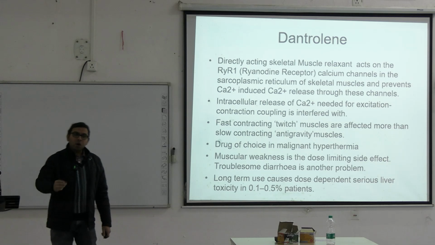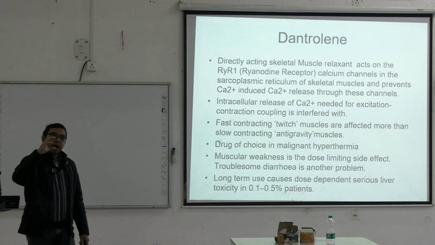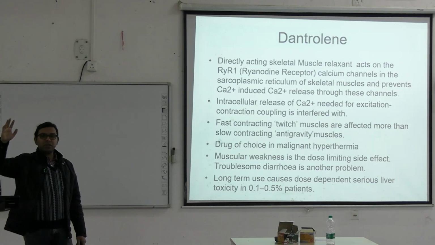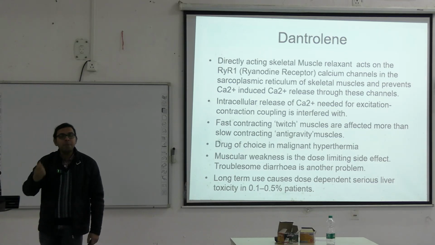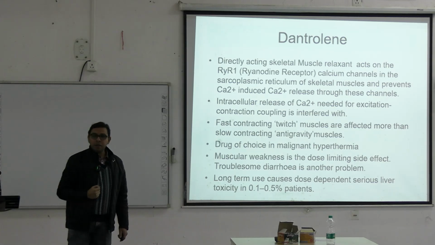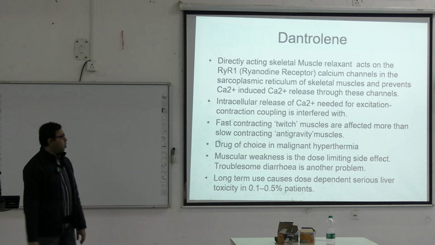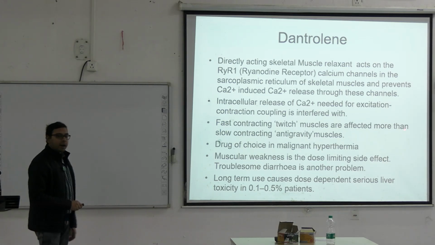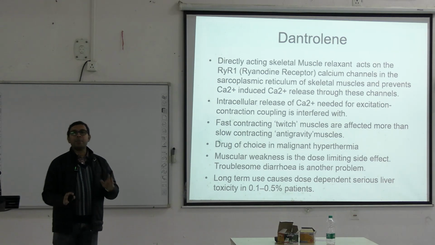In the sarcoplasmic reticulum, when the muscle action potential comes, calcium enters, and that also leads to more calcium release. When the calcium release happens, there will be action potential generation like this in the physiology. So calcium induced calcium release will be diminished when dantrolene is given. Intracellular release of calcium is needed for excitation contraction coupling, and this is interfered with. Fast contracting twitch muscles are affected more than the slow contracting anti-gravity muscles, and basically dantrolene is the drug of choice for malignant hyperthermia.